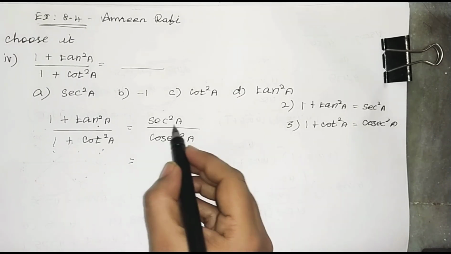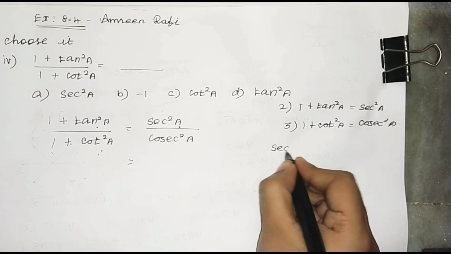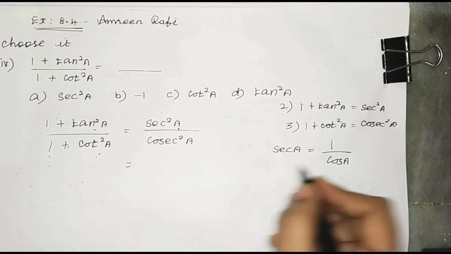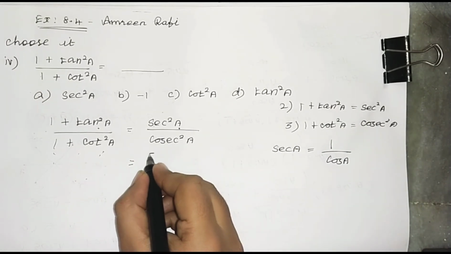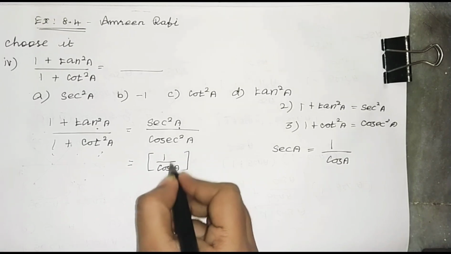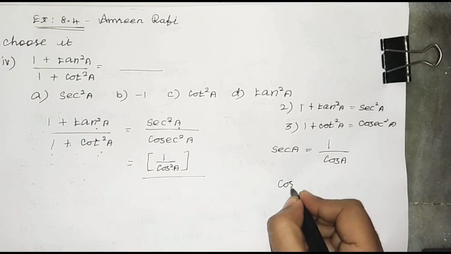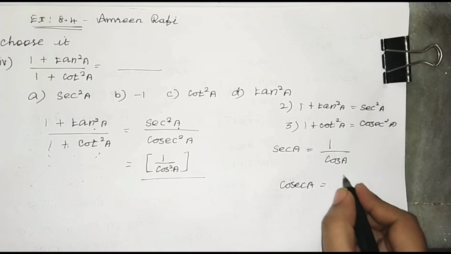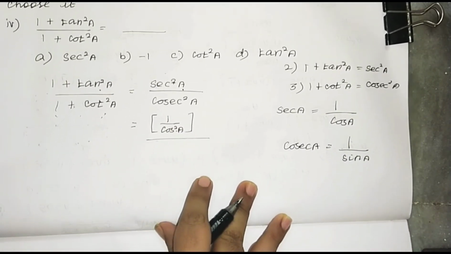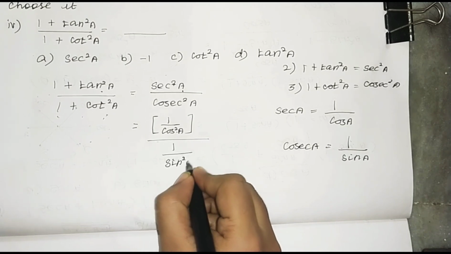Now secant A is the reciprocal of cos. So we know that secant A we can write 1 divided by cos A. So instead of secant squared A we can write 1 divided by cos squared A. Here square is given, so I wrote it as square. Cosecant A is the reciprocal of sin, 1 divided by sin A. So instead of cosecant squared A, we can write 1 divided by sin squared A.